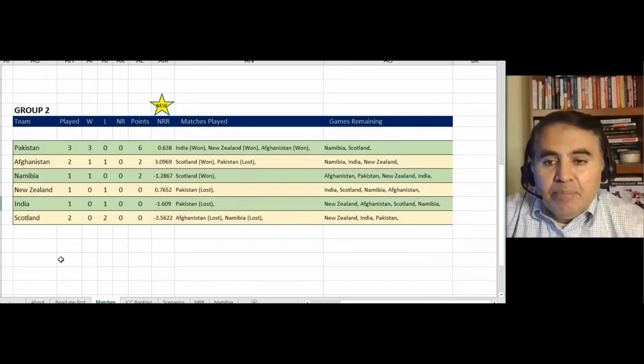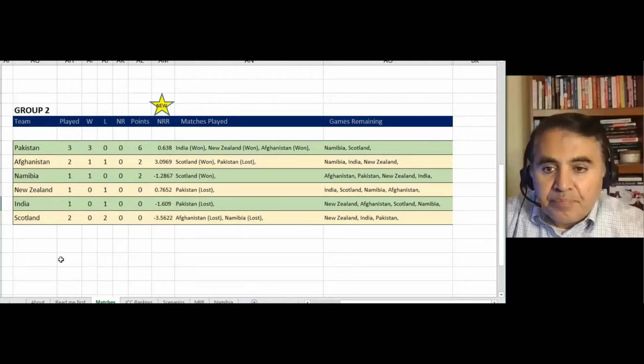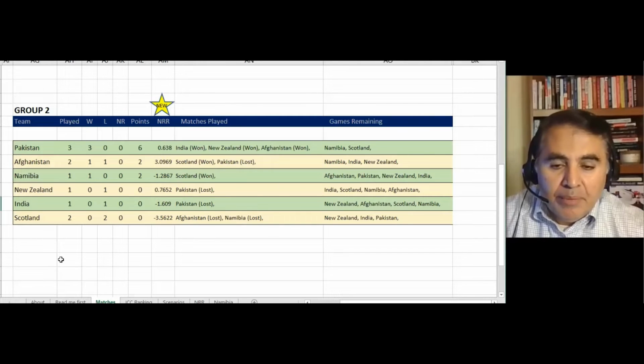As you can see here, Pakistan is leading the group with 6 points by virtue of their 3 victories against India, New Zealand, and Afghanistan. Afghanistan and Namibia are both on the second and third spot with 2 points apiece. New Zealand, India, and Scotland have yet to register a single victory. They've only played 1 or 2 games. They still have got many games remaining.